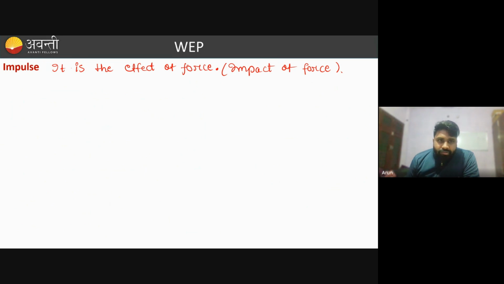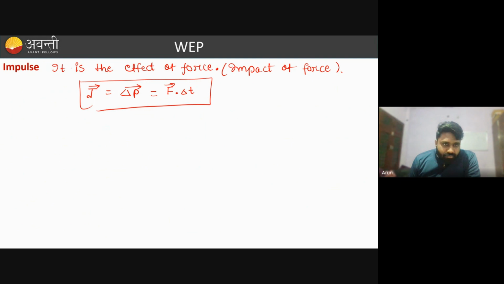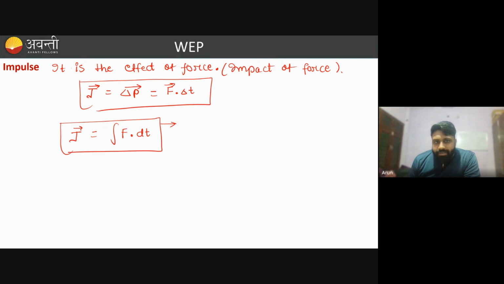Okay, so it is given by J and it is also a vector. So the J vector is nothing but the change in momentum, only the change in momentum, not the rate of change. You can write it as F into delta T. And if you do it for a small time period, the J vector is equal to the integration of F dt. So this is nothing but the impulse momentum theorem.